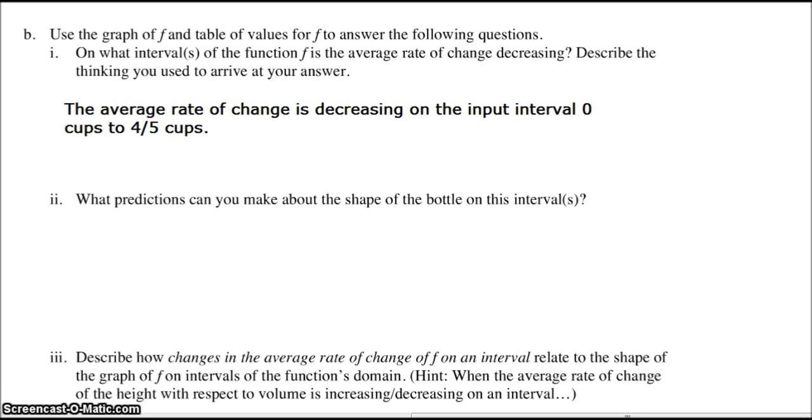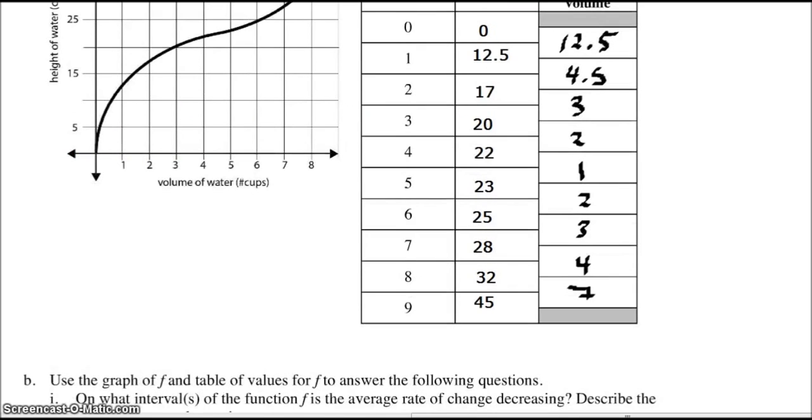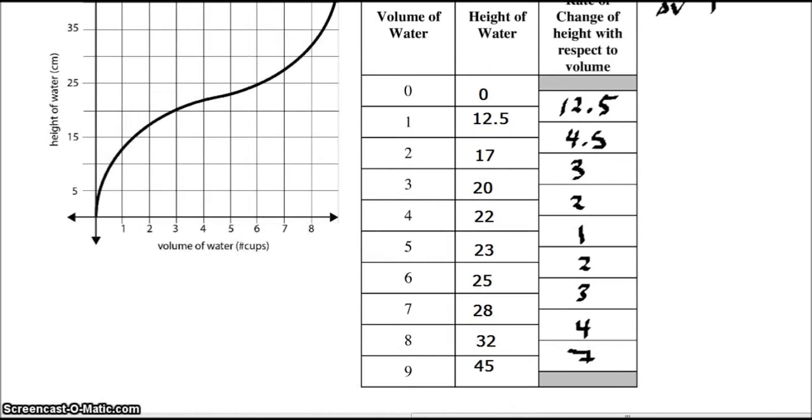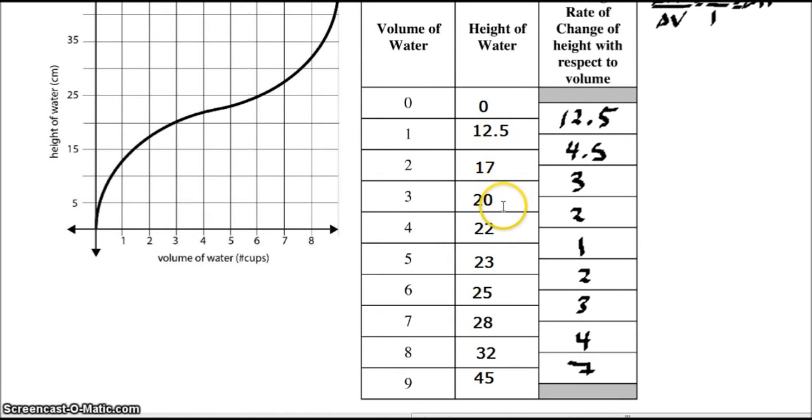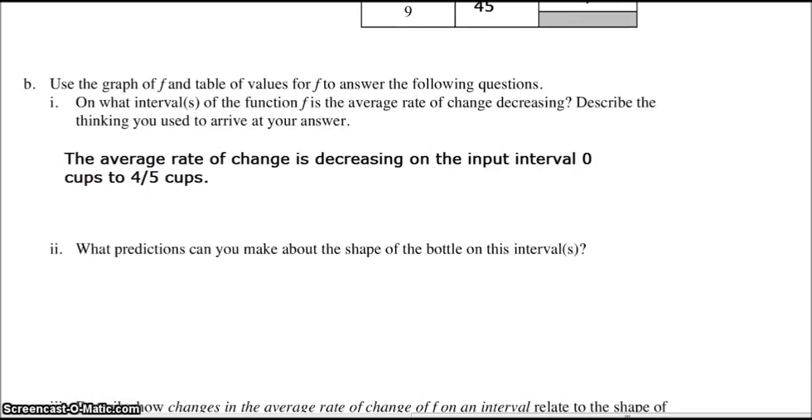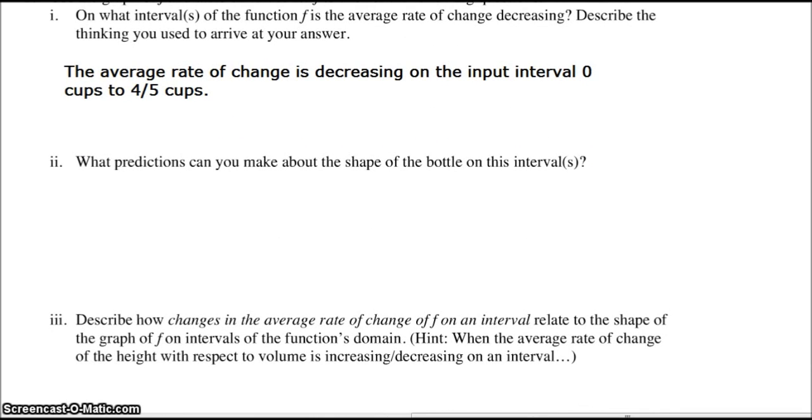What predictions can you make about the shape of the bottle on this interval? Let's see, so the changes in height are getting smaller and smaller and smaller. To me, that would mean something like we start with our bottle, and then it's going to get wider, because this length must be getting greater if the changes in height are going to get smaller.